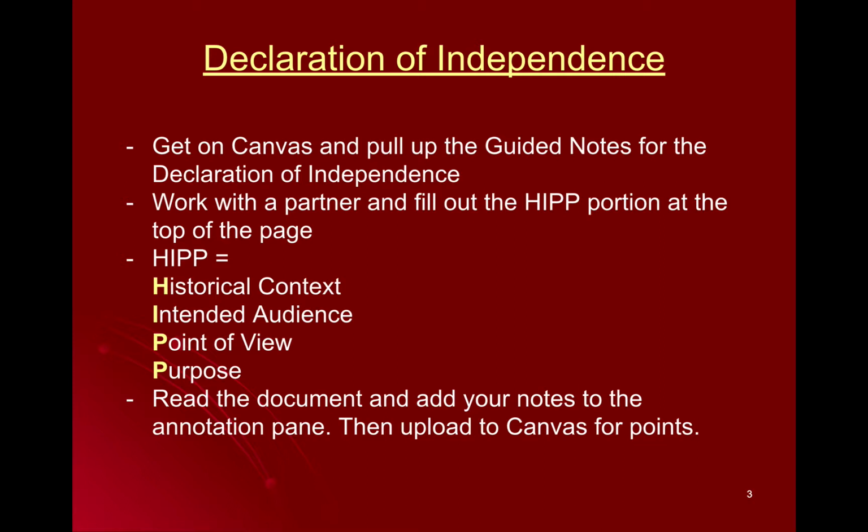You should have done this on your reading guide, and then you should have read through the entire declaration, taking notes on the annotation pane, which is on the right-hand side. I have pre-highlighted certain areas of the Declaration of Independence that seem to be the more important parts. So this video is meant to be watched after you've completed that assignment in order to get the most important foundations of the Declaration of Independence for the purposes of the AP test.